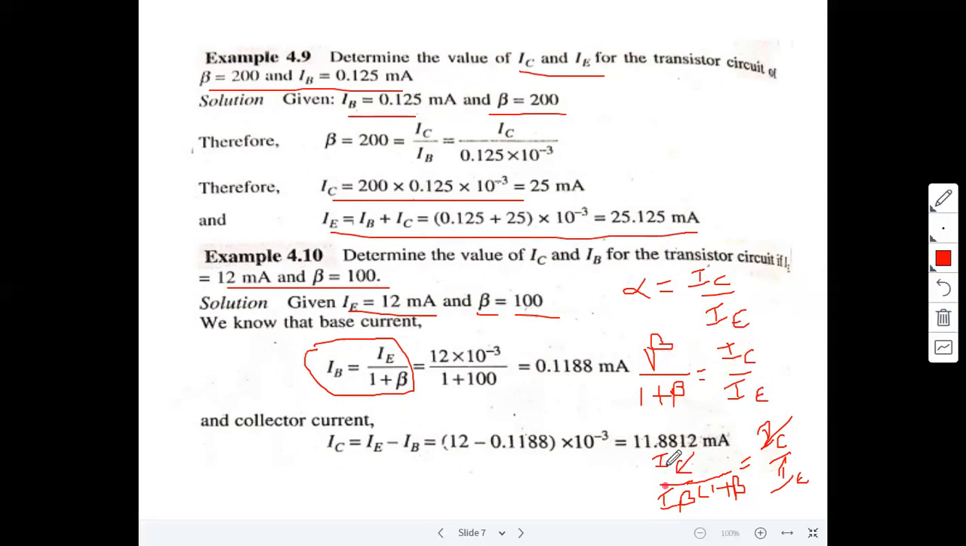Then beta is equal to IC by IB. 1 plus beta as it is. Then IC gets cancelled, right? Then from that, what is IB here? IB is equal to, just simply cross multiplication, IE by 1 plus beta. So once you know the base current IB, you can easily calculate collector current using this relation: IE is equal to IB plus IC, so IC is equal to IE minus IB.